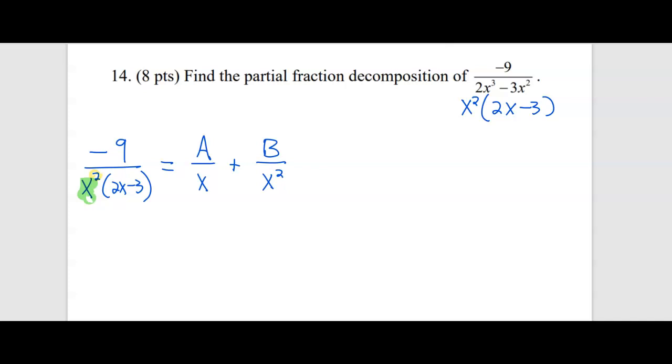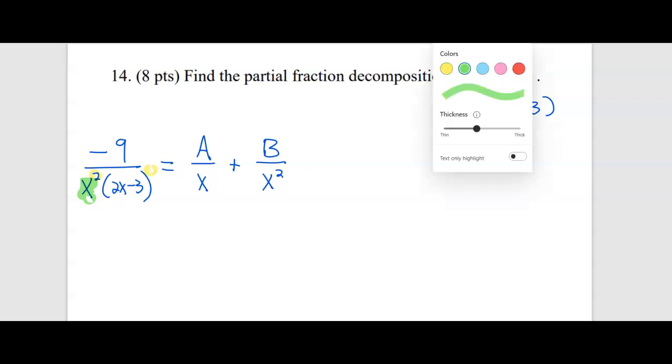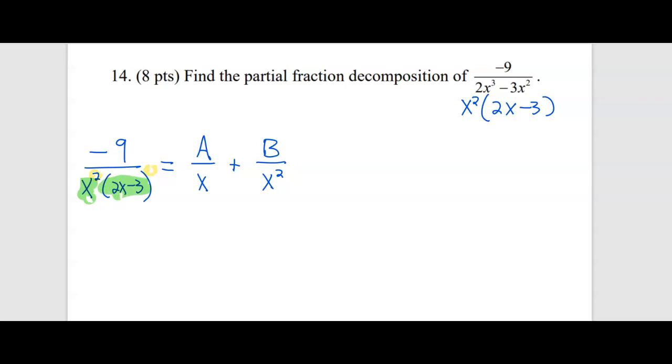We move on to the next one. The exponent is 1, we don't see it, and the factor is 2x minus 3. Because of the 1, we only need one fraction to represent it, with the denominator of 2x minus 3. Because it's linear, we just need a single constant on top. If we had an x squared plus 5 denominator, then that would need a generalized linear numerator, ax plus b, for the quadratic denominator. But we don't have one of those in this problem.